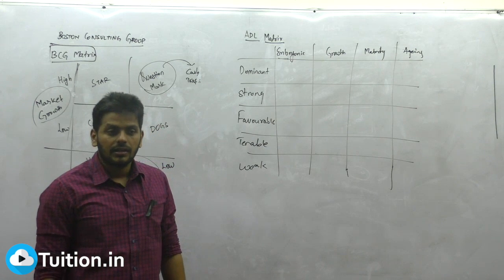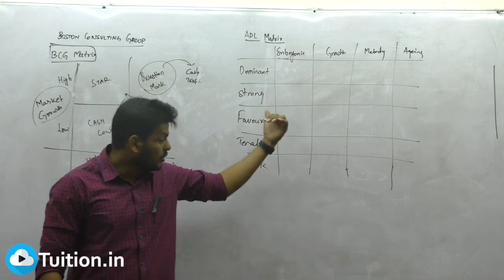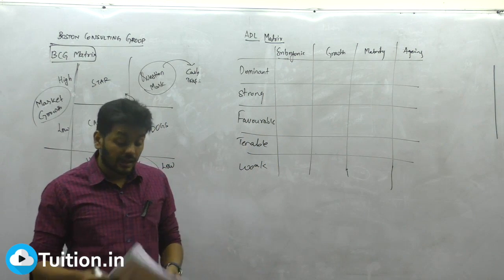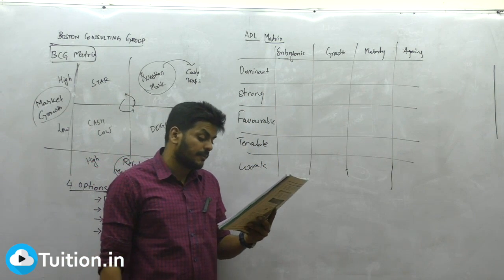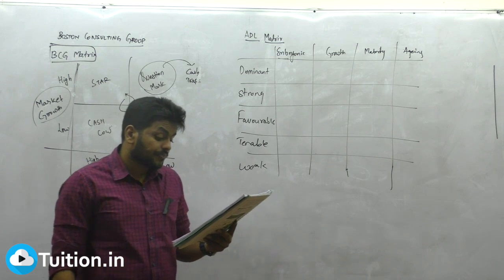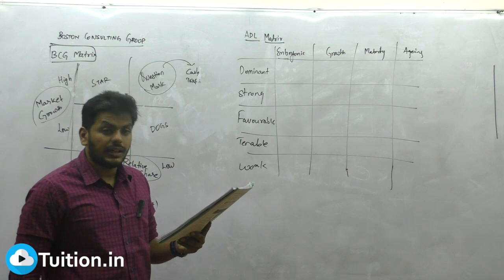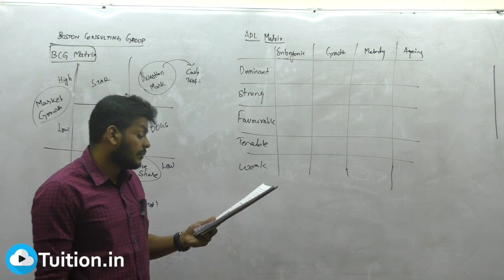Are you understanding? Let's try and understand. I am going to explain one company situation in all 4 stages. You try to do it and tell me what each of those are. Come on everybody, let's start with a dominant company. Look at a dominant company: embryonic, growth, maturity, aging. These 4 stages. How will a dominant company behave?